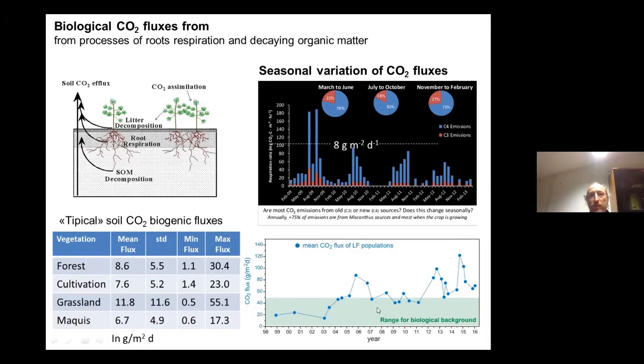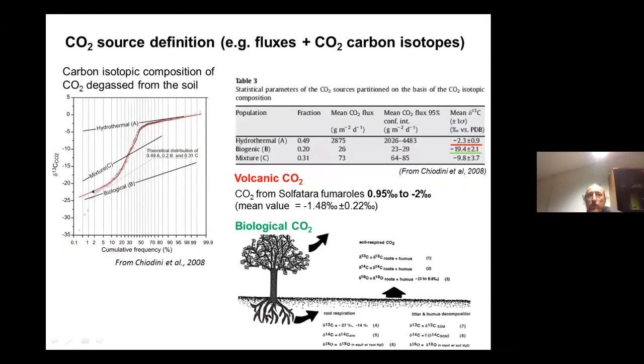So it's difficult to interpret this low flux population as completely linked to the biological flux. For this reason, a combined approach was used, including the measurement of the isotopic composition of the carbon dioxide.